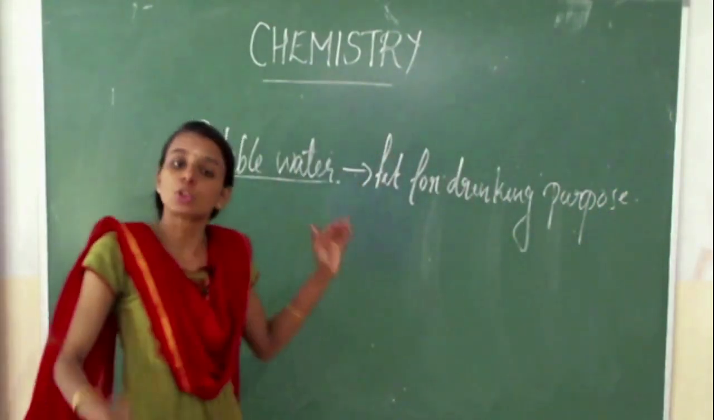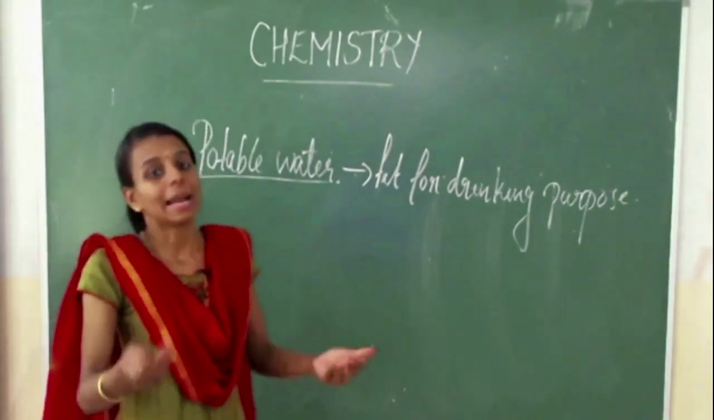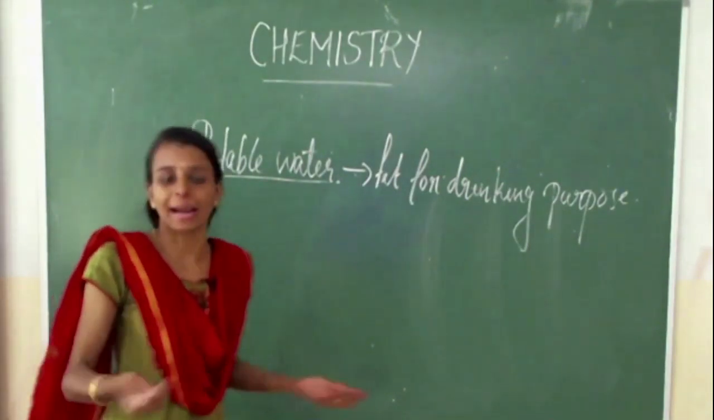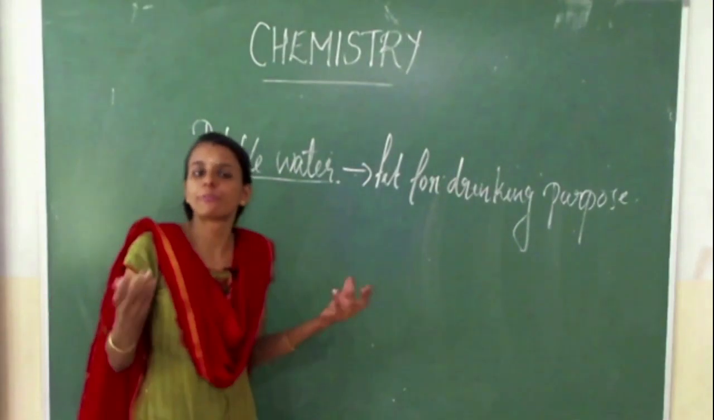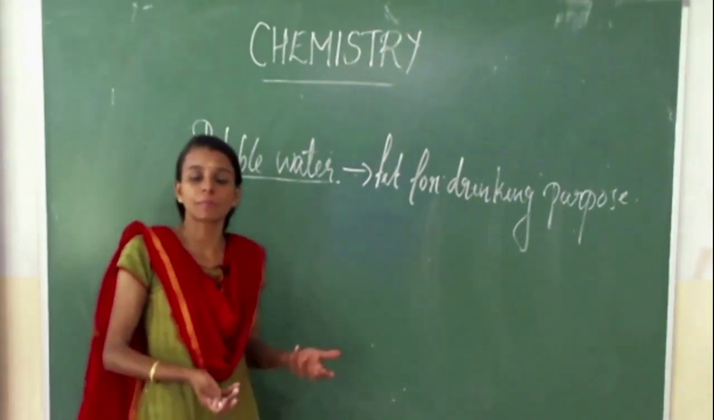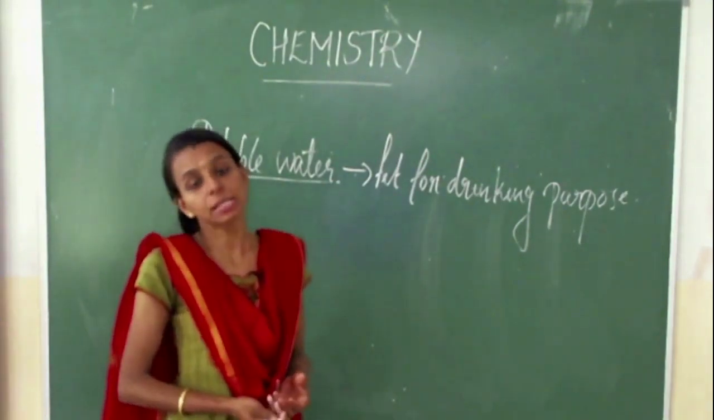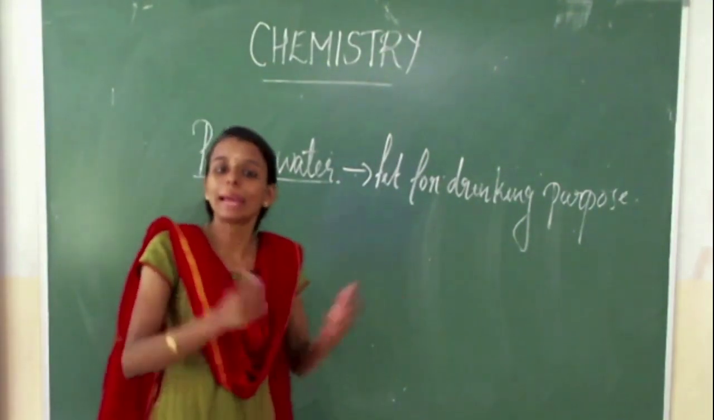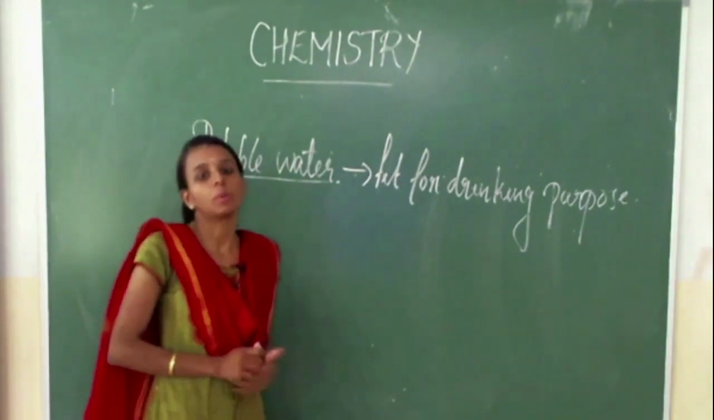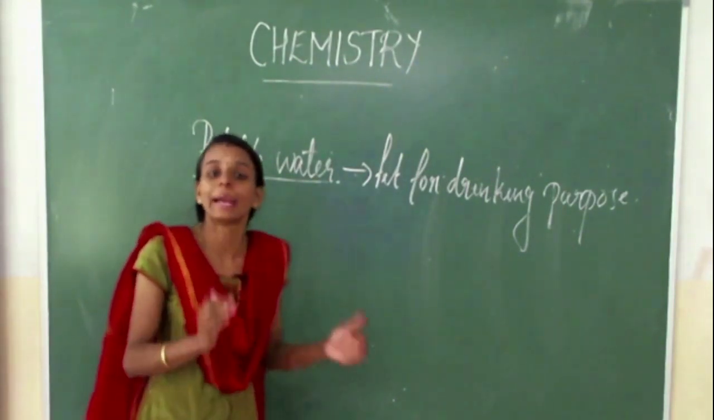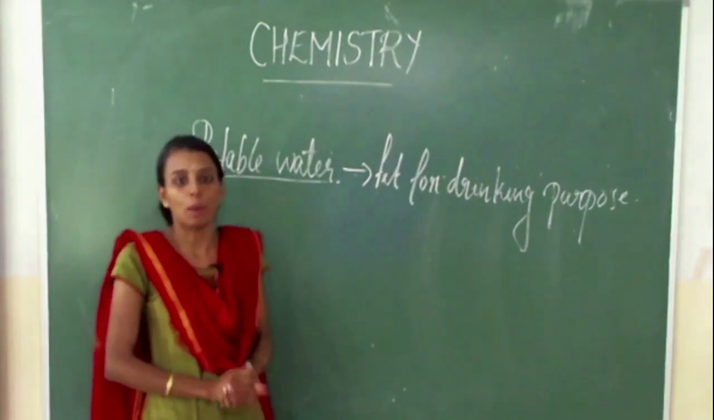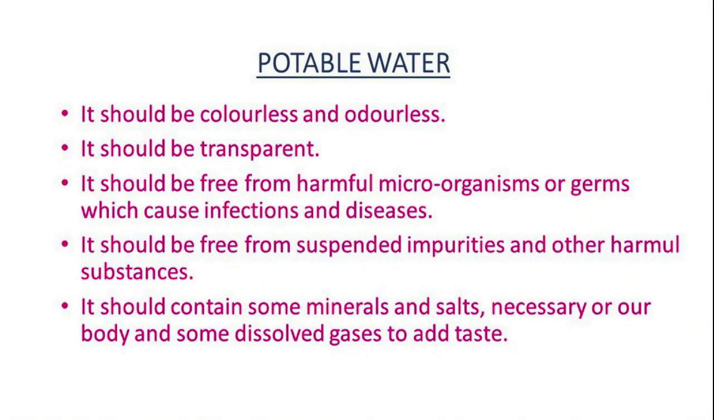This potable water should be colorless, odorless and tasteless, and it should be transparent, and it should be free from microorganisms and germs, and it should be free from harmful substances. These are the main properties, or the main characteristics, of potable water. Let us see the characteristics of potable water.